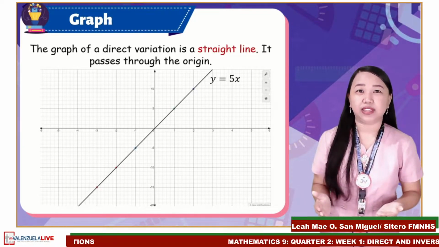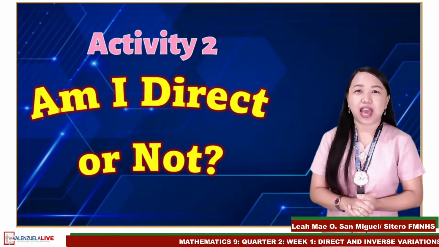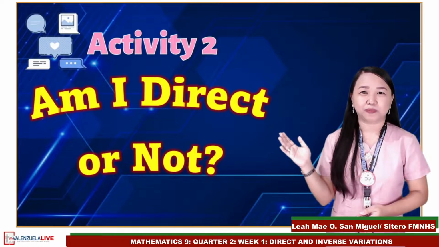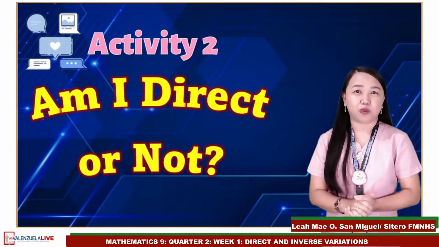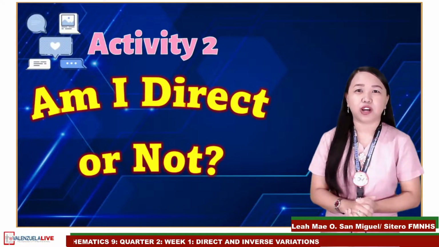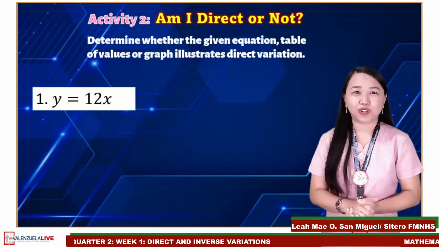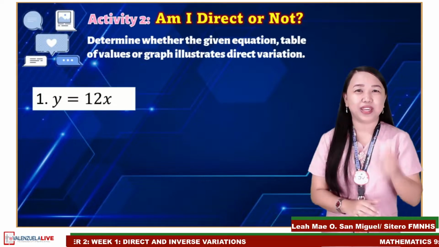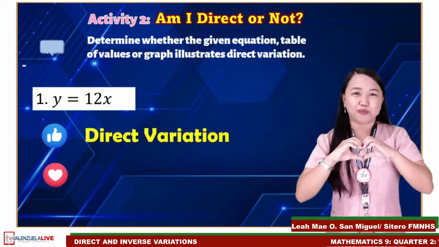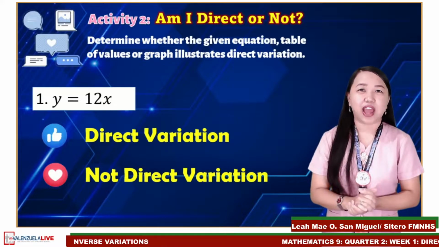At this point, let us test your understanding about direct variation by having Activity 2 entitled, Am I Direct or Not? Determine whether the given equation, table of values, or graph illustrates direct variation. Number 1, y is equal to 12x. Comment like emoji if it is direct variation and heart emoji if it is not. You have 10 seconds to key in your answer. Go!